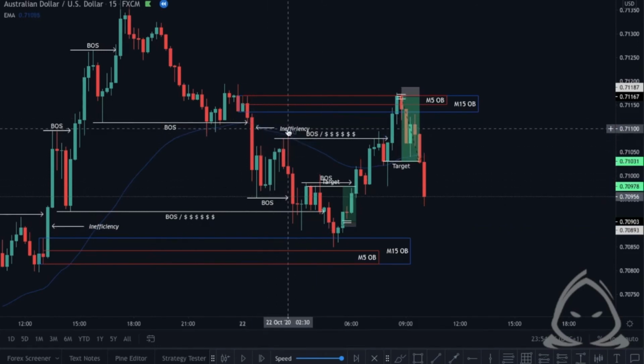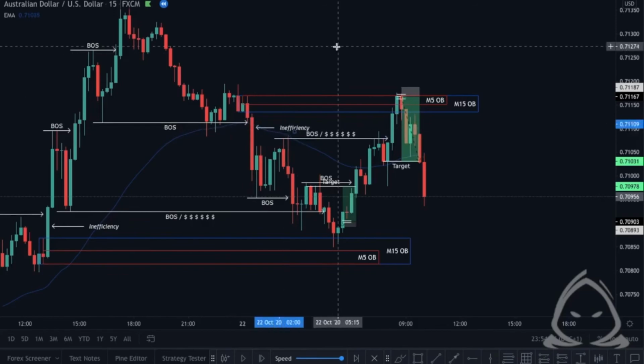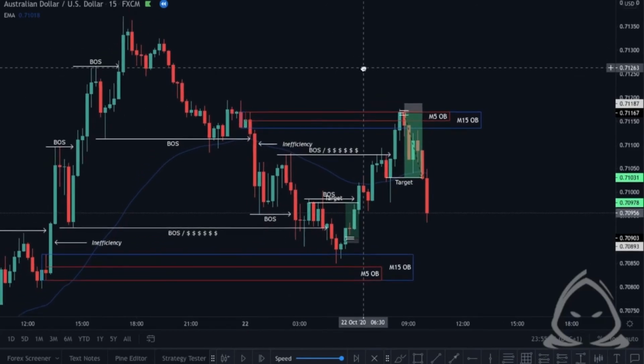It's very important that we have some inefficiency around our setups. It's not mandatory, but it's very good if we can get it, because inefficiency is basically like a void in the market. Price will need to navigate back to that region to pick up that lost liquidity to then either continue in that direction or come back a little bit and retract.